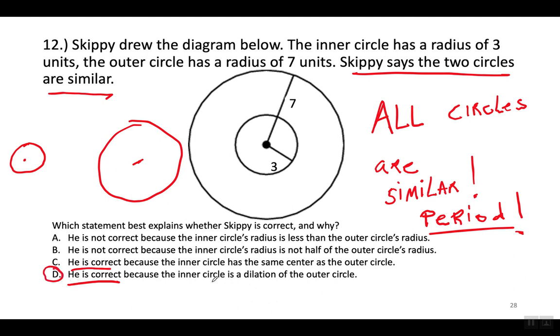He is correct because the inner circle is a dilation of the outer circle. The smaller circle, you're making a dilation to create the bigger circle. It has nothing to do with whether or not they have the same center. So if I have these two circles here, if you dilate this circle, it'll become this circle. They'll be similar. It doesn't matter that they have different centers.